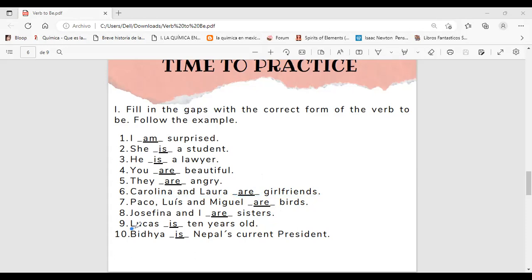Next one, Lucas is 10 years old. Lucas, 1, singular. We are talking about Lucas, which means he is a third person singular, so utilizamos is. Lucas podría ser, it could be changed to he. He is 10 years old. Lucas is 10 years old. And last one, Vidya, this is a woman's name, and it's actually real. Vidya is Nepal's current president.